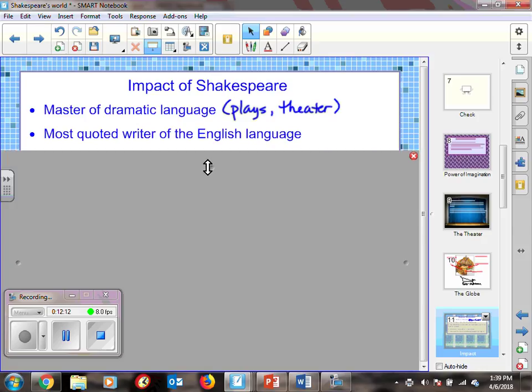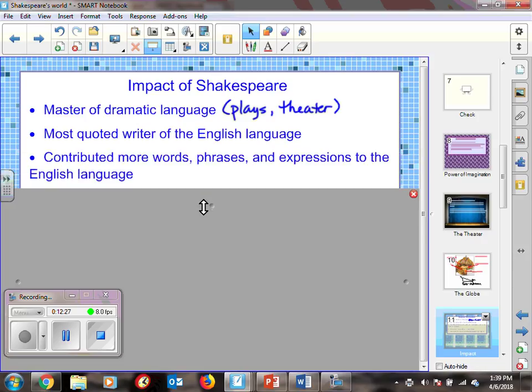Second, he is the most quoted writer of the English language. What comes in first? The Bible, right? And it is true. If you know your Bible and you know Shakespeare, you're going to catch 90% of all allusions. Mythology is third. He contributed more words, phrases, and expressions to the English language than anybody else. So if I was to say to Destiny, go on a wild goose chase, I would be quoting Shakespeare. Okay?